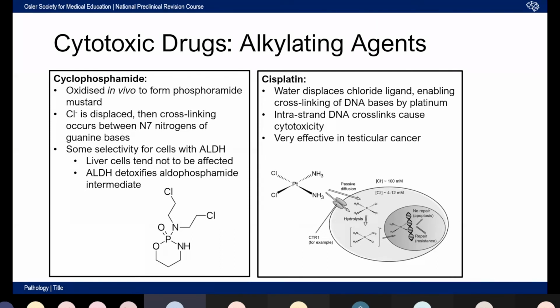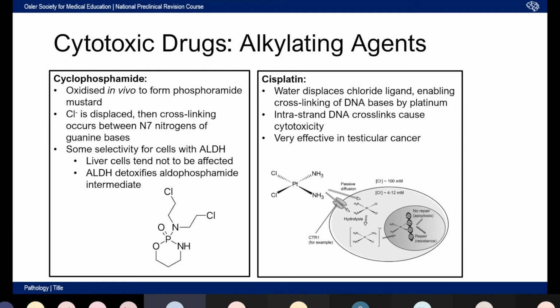So if you look at the structure, which is at the bottom of the slide, you can see there are 2 chlorine atoms, and displacement of these chlorine atoms allows covalent cross-linking between N7 nitrogens and guanine bases, and this causes cytotoxicity. The enzyme aldehyde dehydrogenase can detoxify one of the intermediates, so the drug has some selectivity for cells that have low ALDH. So for example, liver cells which have high levels of this enzyme tend not to be affected as much by the drug. And again, cyclophosphamide can also be used to treat some autoimmune diseases such as lupus and rheumatoid arthritis.